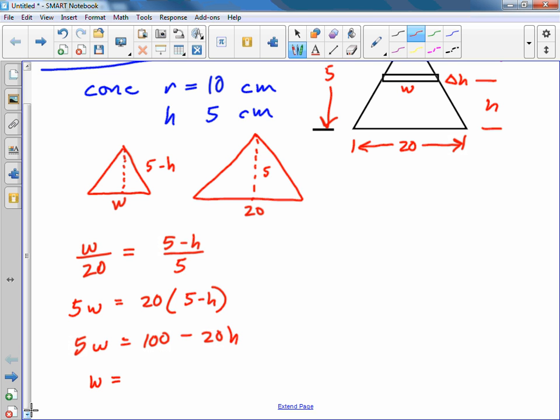Okay. Okay, so then you get 20 minus 4H. Okay, so notice, everyone, I just expressed W. That was great, Johnny. What a guy. I just expressed W in terms of H, which is good.